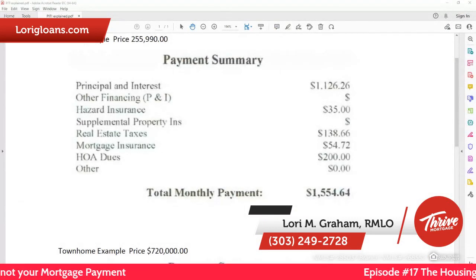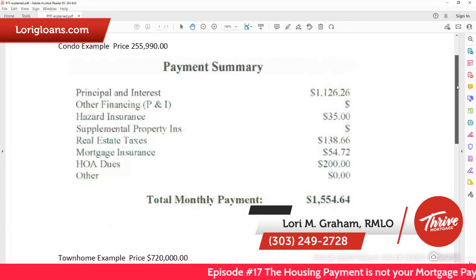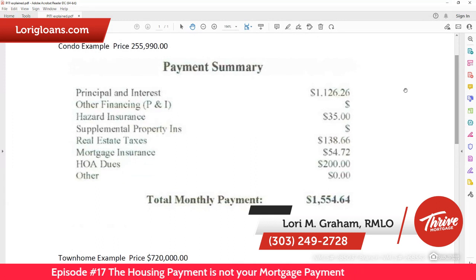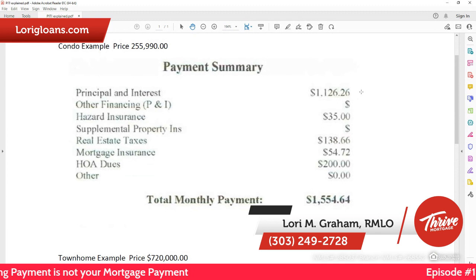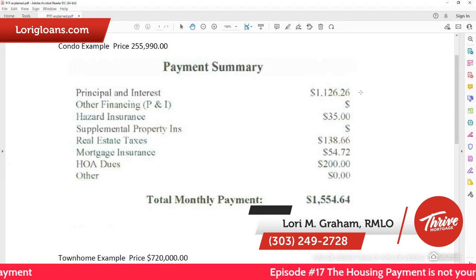So I'm going to share my screen with you, and I'm going to cover this particular example. We closed recently. It's a condo that was priced at $255,990. Principal and interest in your payment are always expressed together, paid together. So in this case, it was $1,126.26 a month.